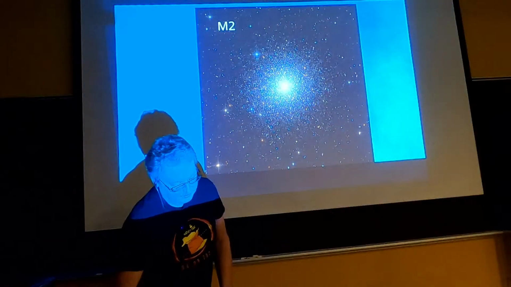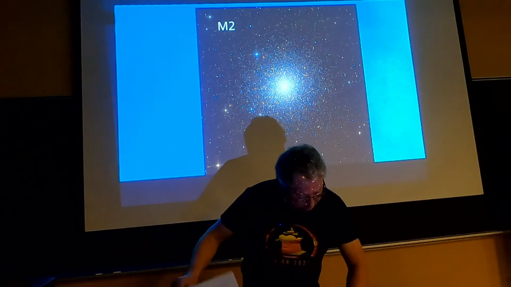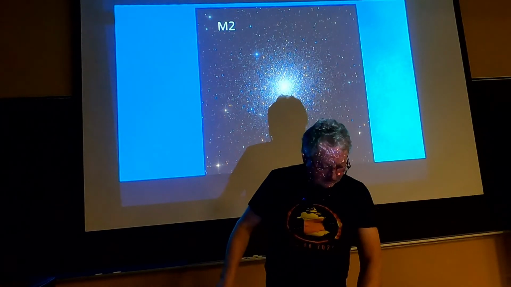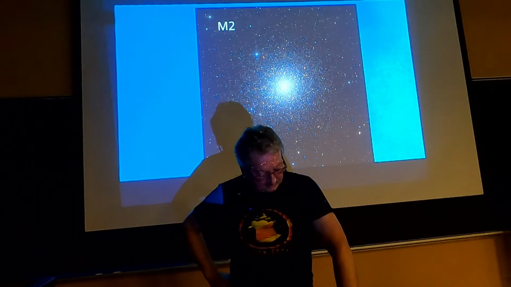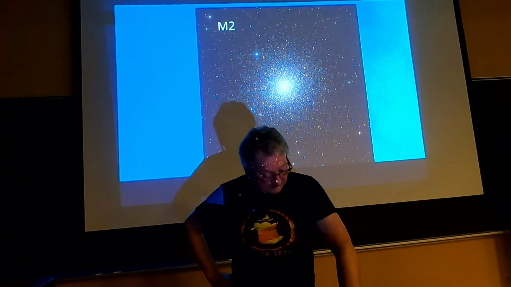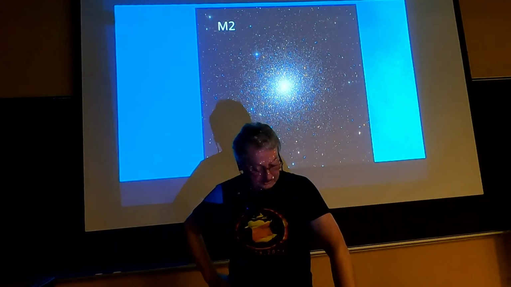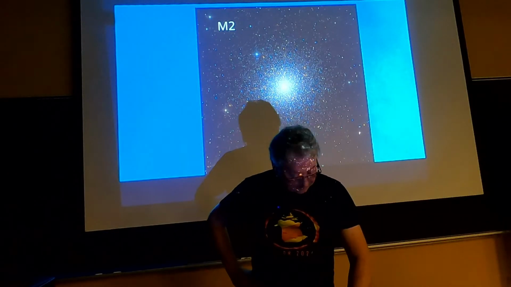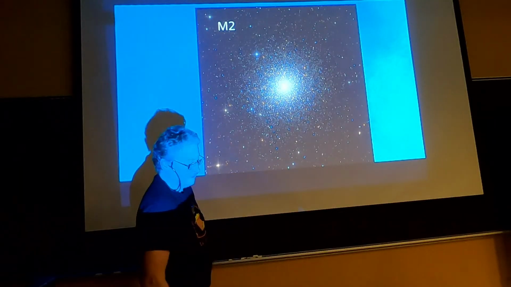And M2 is an interesting cluster. M15, I had a little tidbit here on each of these. Each of these clusters this month has a little something special about it. M15 is one of the oldest known globular clusters, between 12.5 and 13 billion years old. M2 is actually one of the largest known clusters, over 175 light years wide.